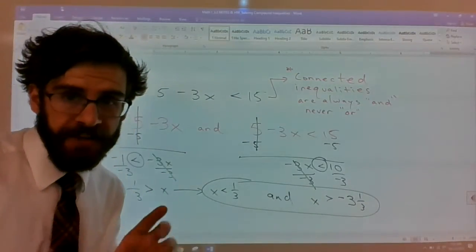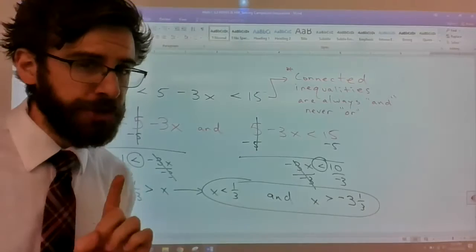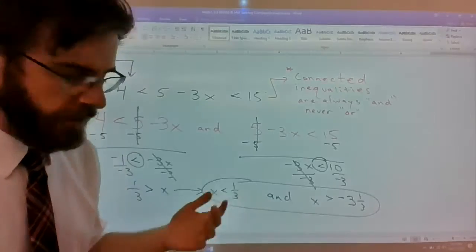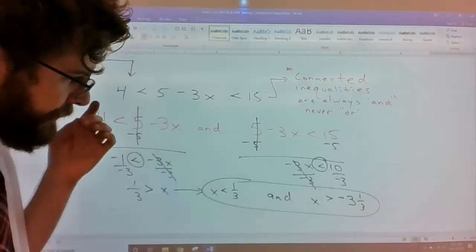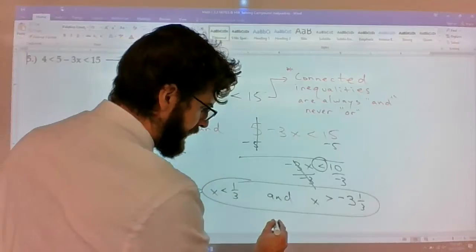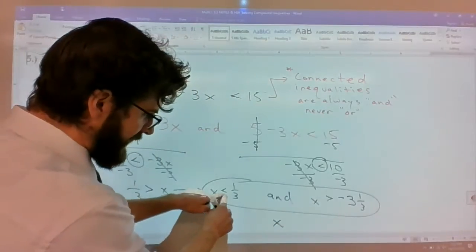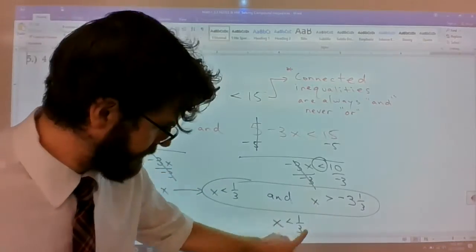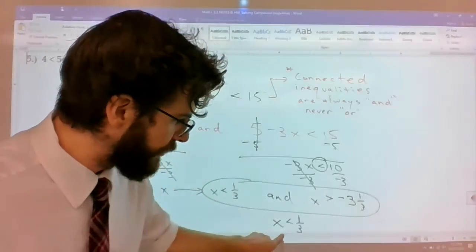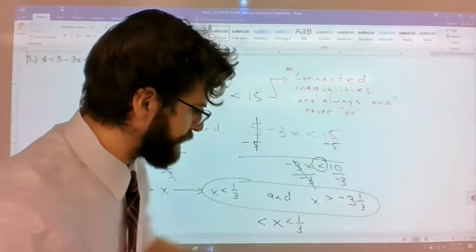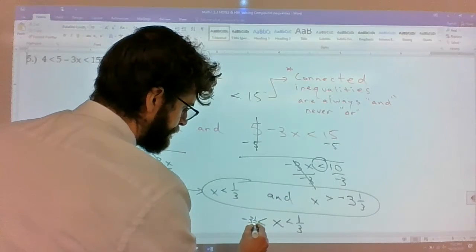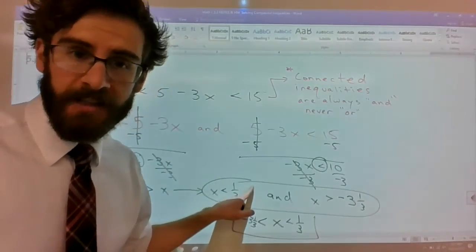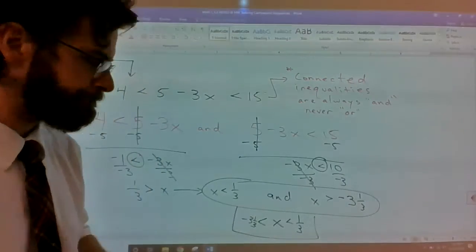And keep in mind that if it's connected at the beginning, then usually you can write a connected inequality statement to represent a solution. So that connected inequality is saying, let's put x in the middle. It's less than 1/3, but from x's perspective, x is greater than negative 3 and 1/3. So recognize that this is a legitimate way of writing your solution, as well as this is a legitimate way of writing your solution.